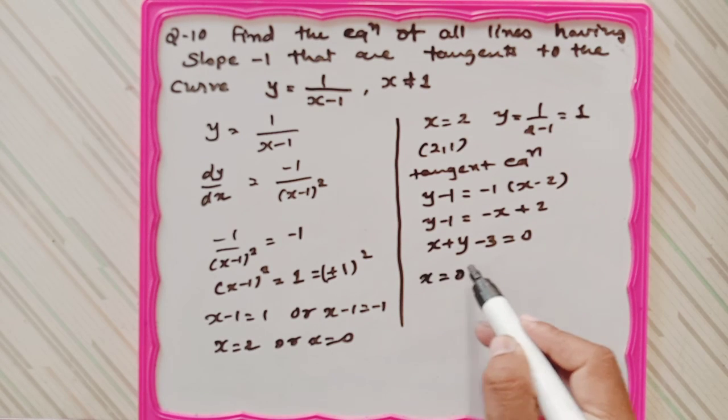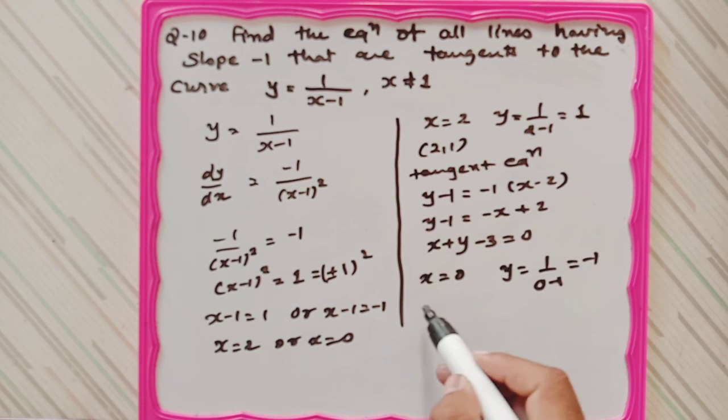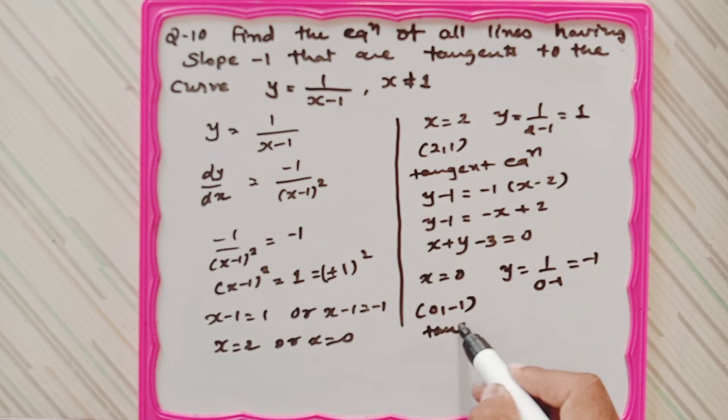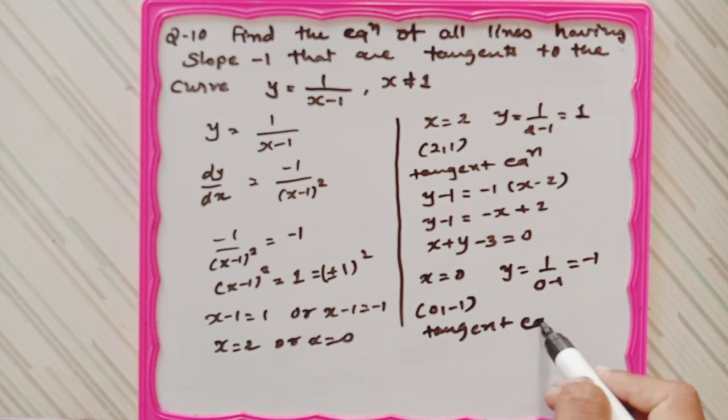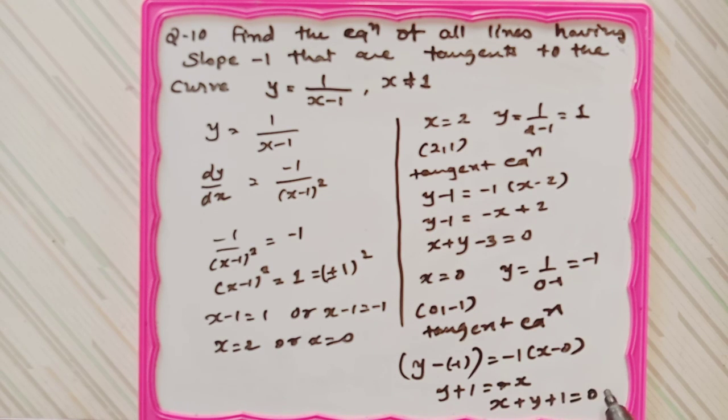Now x equals 0, we take, then y equals 1 upon (0 minus 1), which is minus 1, and so (0, minus 1) is the point, and so the tangent equation at that point is y minus (minus 1) equals minus 1 into (x minus 0), so y plus 1 equals minus x, and so the equation is x plus y plus 1 equals 0.